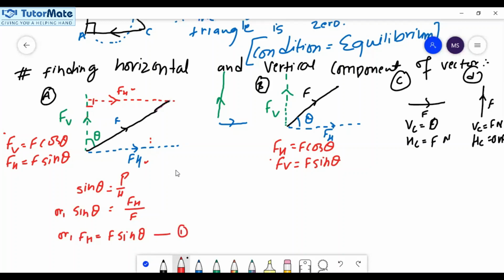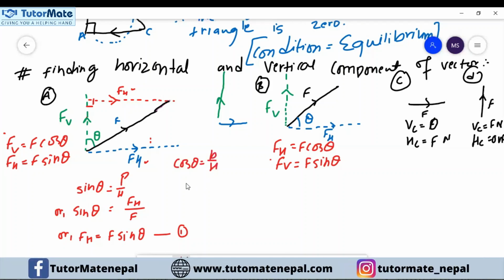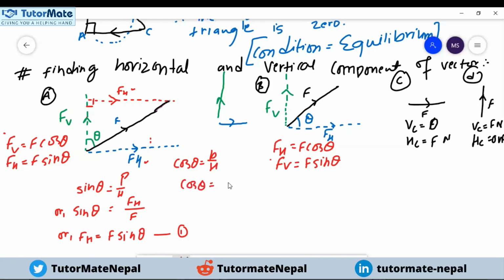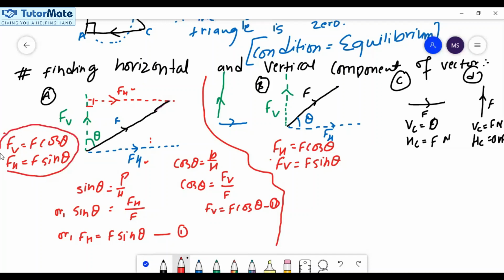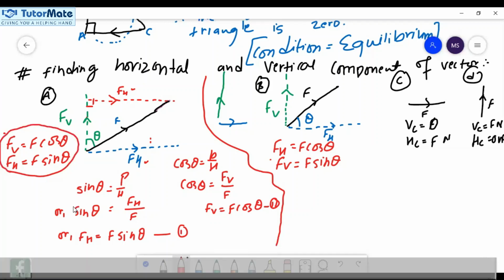Similarly, you use a cos ratio. Cos theta equals B by H. The B is FV and H is F. So FV equals F cos theta. This is the second part. See, we got the same result that we used before.